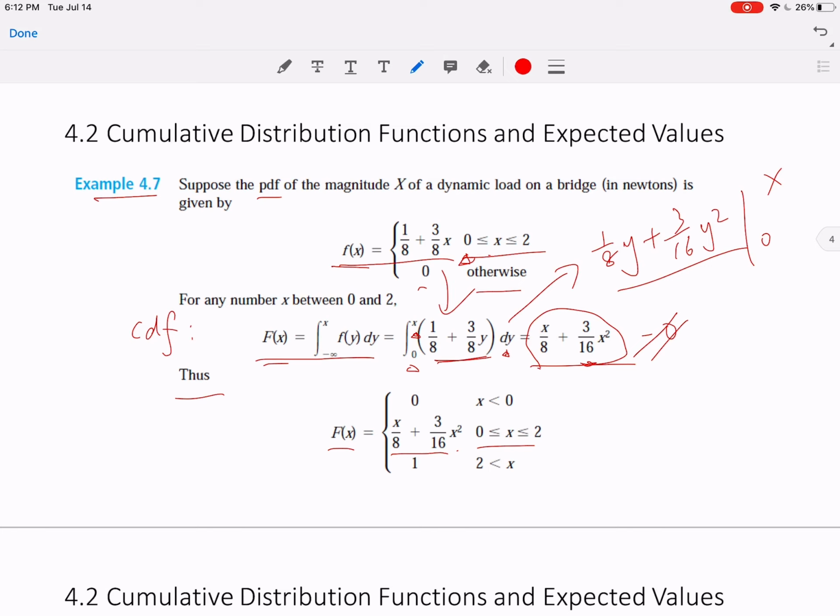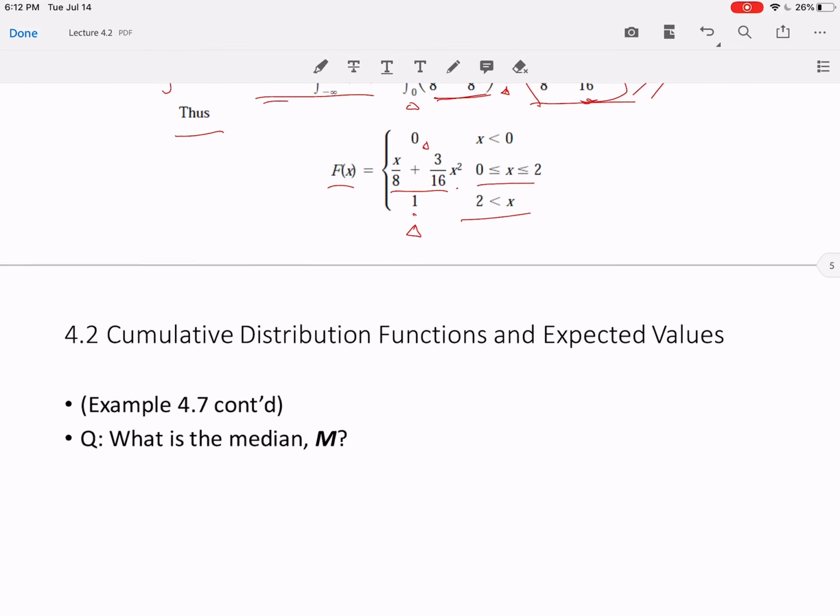And of course, it's going to be equal to 0 when x is less than 0, and it's going to be equal to 1 when x is greater than 2. So always keep this idea in your mind that the form of the CDF always starts with 0 and ends up with 1, okay? The 1 over here represents the sum of all probabilities in the given interval. That's why it's equal to 1. All right, I wish this makes sense to you. And if it does, let's move forward.